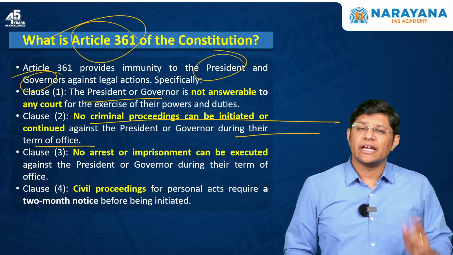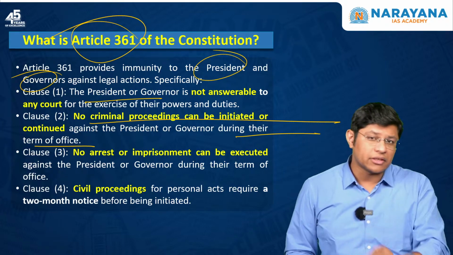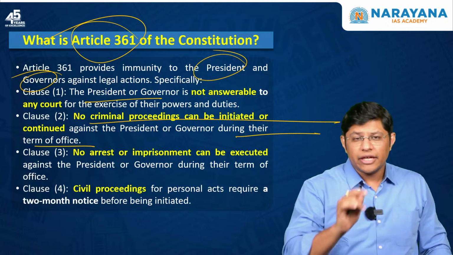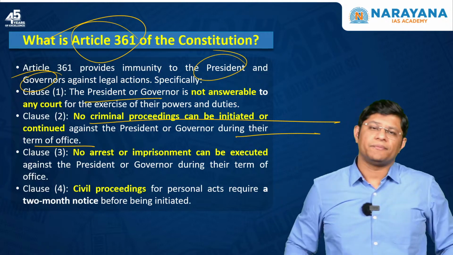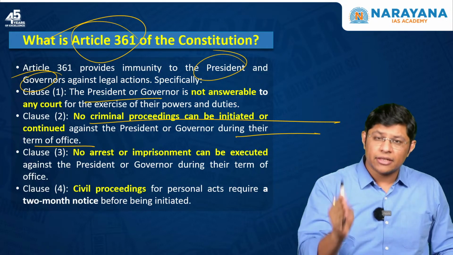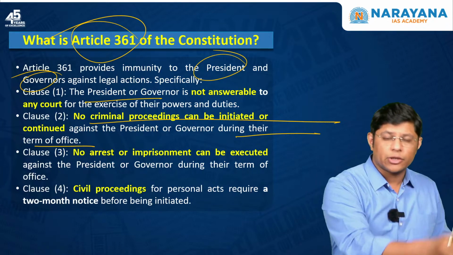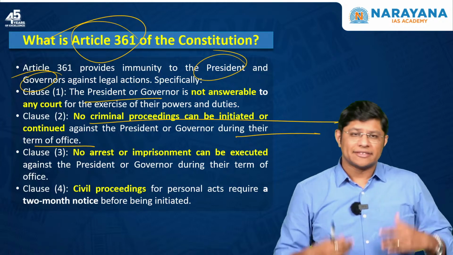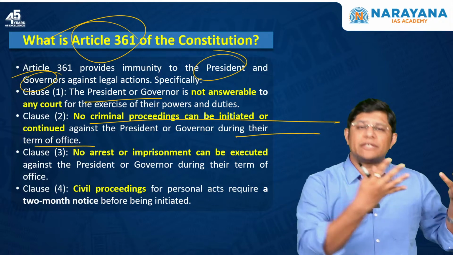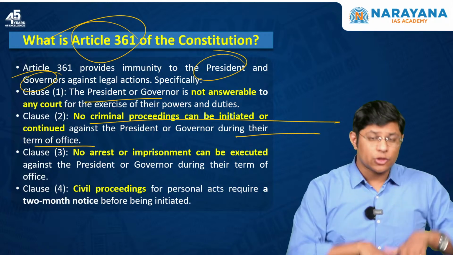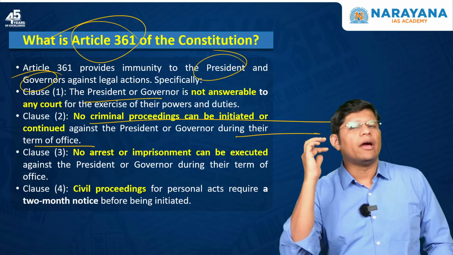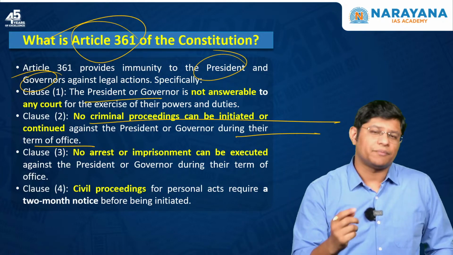Which means even if a president or governor, let's say, murders a person or rapes a person, he or she cannot be arrested. This is the criminal immunity granted to the president or the governor. You might wonder, why is it that such blanket immunity is given to a president or a governor? Does it also mean that the president or governors have the power to kill and commit any criminal offense?